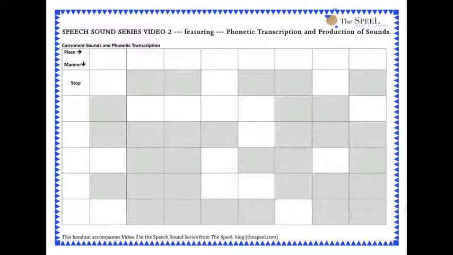The manners include stops. These are also called plosives. Stops are a quick mouth sound that cannot be held for a long time, and they involve a complete blocking of the air at some place in the mouth and then a quick release of that air. For example, the p sound.